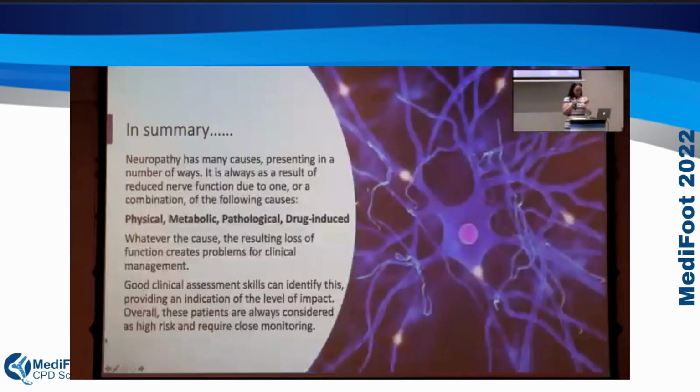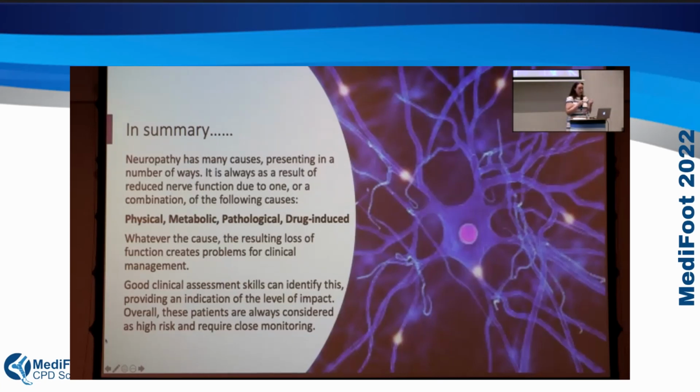So, pulling everything together then. We know that neuropathy has lots and lots of different causes, hundreds and hundreds of different causes. They mainly fall into the categories of physical, metabolic, pathological, and drug-induced, right? But within that, there are hundreds and hundreds of reasons that it can happen. It's always because the nerve isn't functioning for whatever reason. It's either damaged or something's interfering with its pathways of transmitting its action potentials.